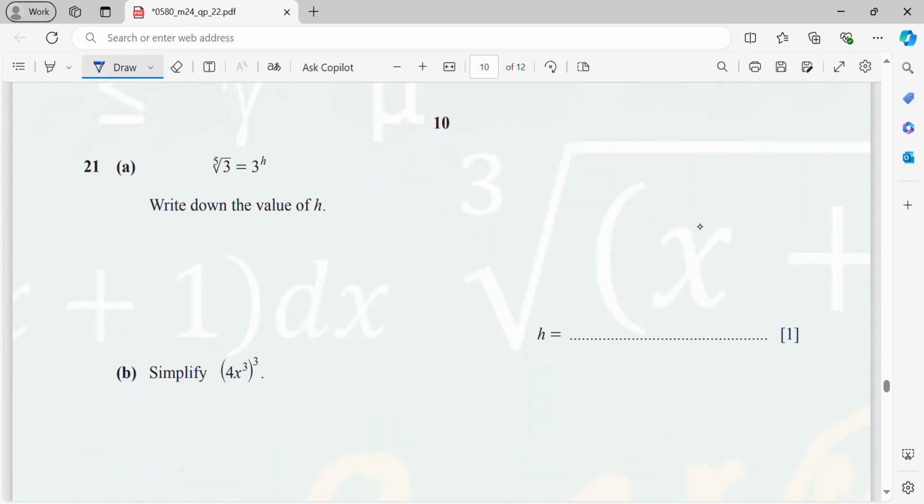Next question, number 21A. Given this statement, fifth root of 3 is 3 power h, write down the value of h. So the fifth root of 3, the power of 3 is 1, so that means this is 3 power 1 over 5. That equals 3 power h. Since you have the same base on both sides, we just compare the index or the power, which means your h is 1 over 5.